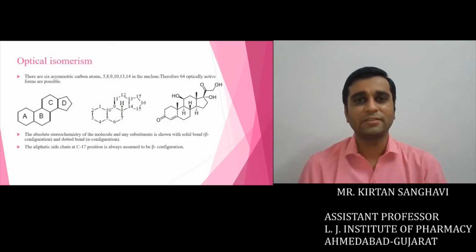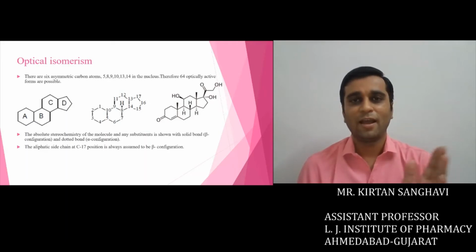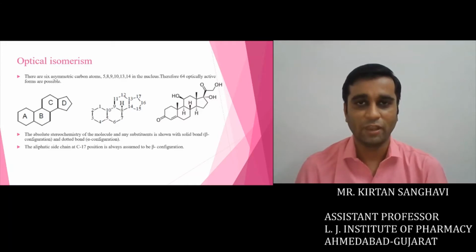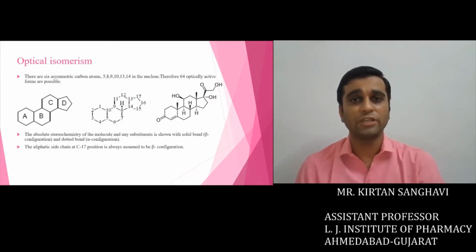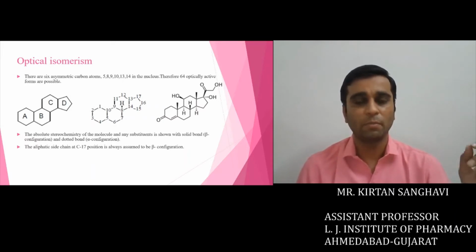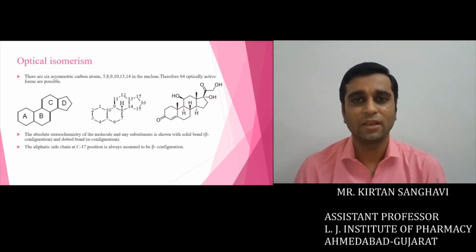Fine. Next, we have to talk about the configuration. In the case of steroids, RS configuration is always there, but as far as the basic moiety is concerned, we have to talk about alpha and beta configuration. Next is a very important aspect. If any chiral center is present in the side chain of the molecule, not in the basic steroidal nucleus, but in the side chain, then definitely we have to talk about the R and S configuration.